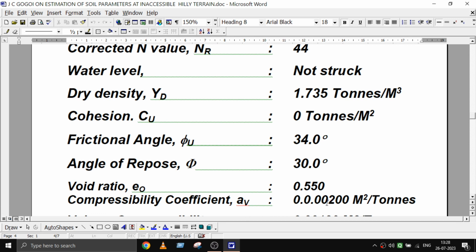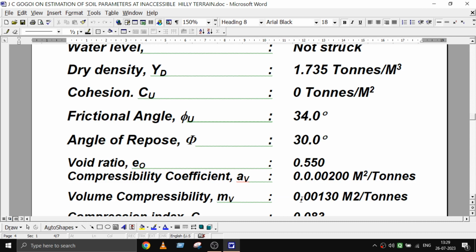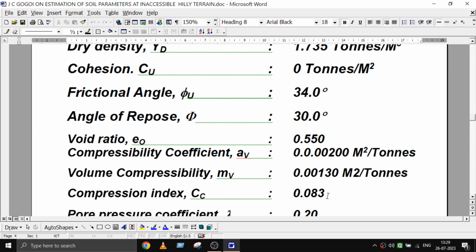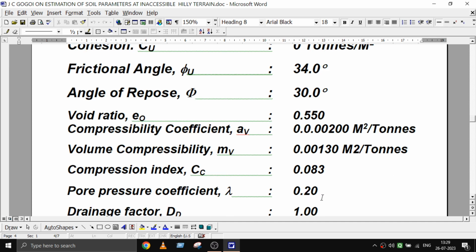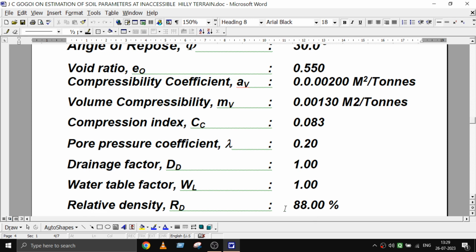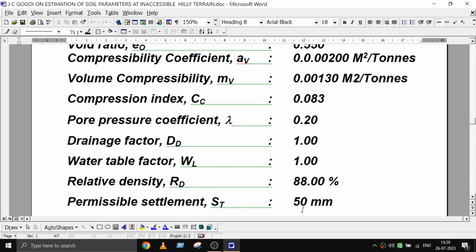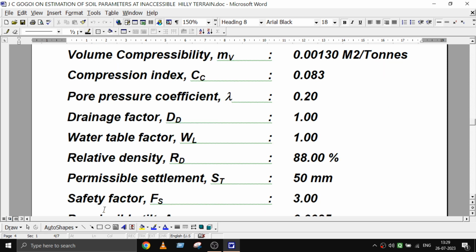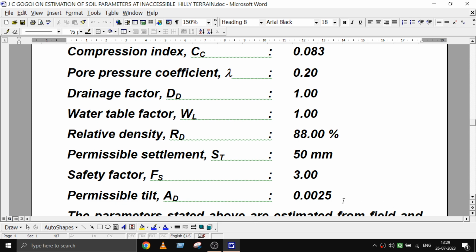Compressibility coefficient 0.002 meter square per ton. Volume compressibility is 0.013 meter square per ton. Compression index 0.083. Pore pressure coefficient is 0.2. Drainage factor is 1. Water level correction is 1. Since no water table is encountered, there shall be no water table correction, so we are adopting a value of 1. Relative density 88%. Permissible settlement for this type of structure as per IS 1904 is 50 mm, and safety factor we are adopting 3, and permissible tilt is 1/40.